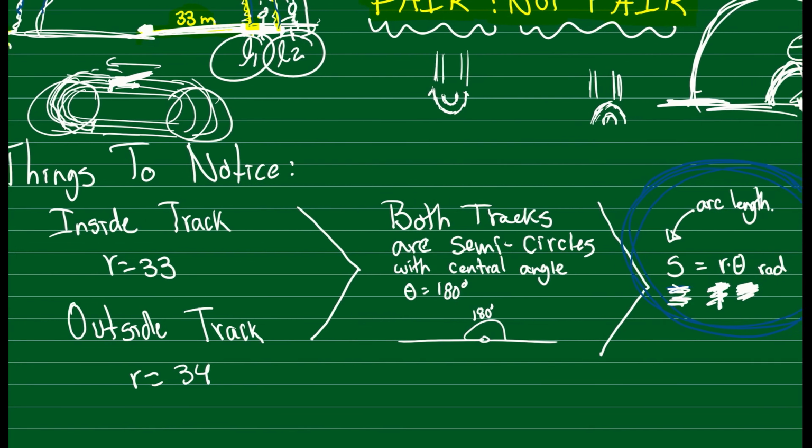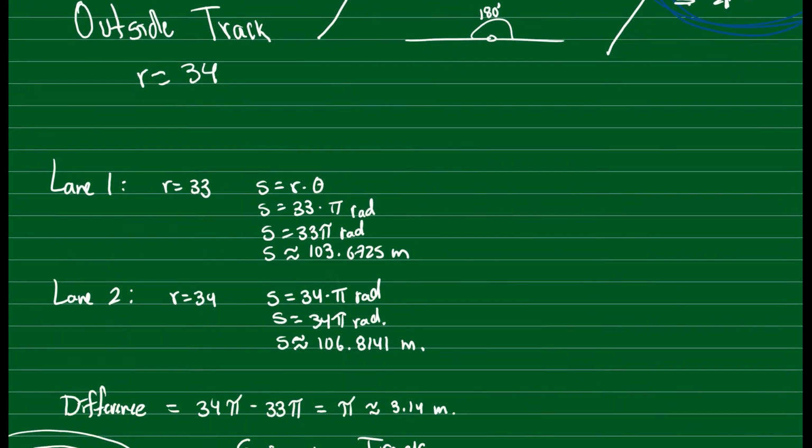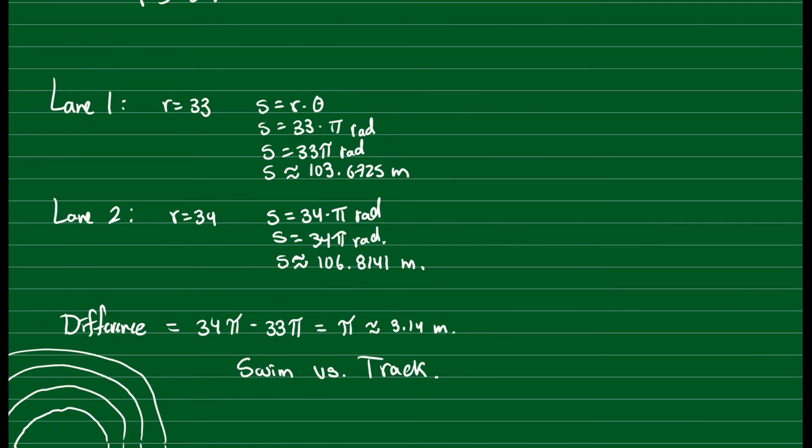What is the math? Here is the math. Lane 1, the radius is 33, so the length of the arc is going to be radius times theta. In this case, we have 33 times pi, right? Why? Theta is 180 degrees, but we know that 180 degrees is equivalent to pi radians. So theta is pi radians.